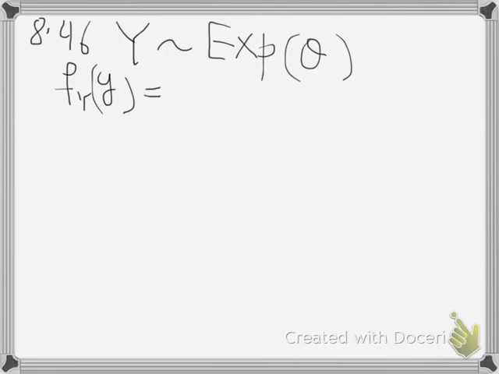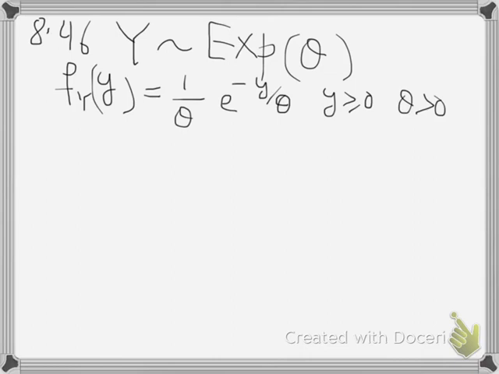If you look at the sheet that I gave, you can write down the PDF. The PDF of y is one over theta, e to the power minus y over theta, where y is greater than or equal to 0 and theta is greater than or equal to 0.